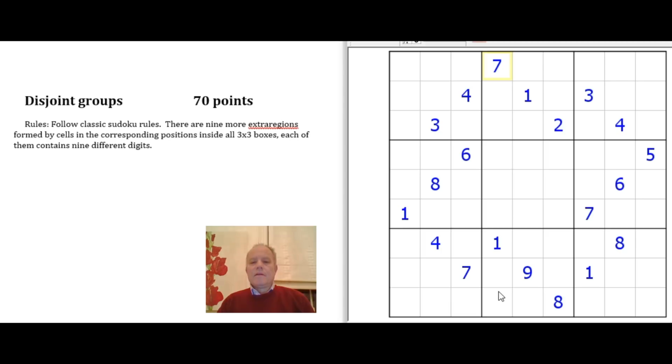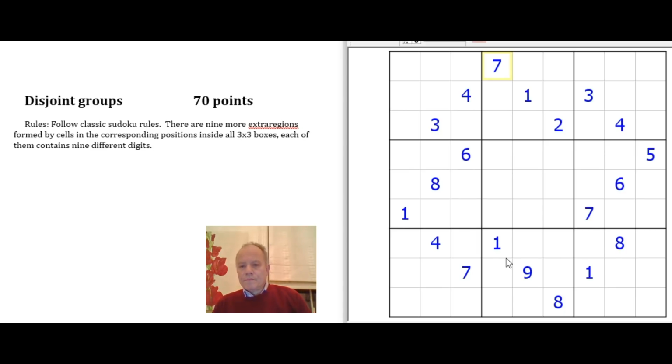This is a fairly common variant I've certainly solved quite a few times before. As well as the classic Sudoku rules, there are 9 more extra regions, formed by cells in the corresponding positions in all the 3x3 boxes, each containing 9 different digits. So for instance, all the top left cells of the 9 boxes, got a 1 in, a 7 in them already, they all have to be different numbers. And that's a fascinating constraint. So I'm just going to plunge straight in.